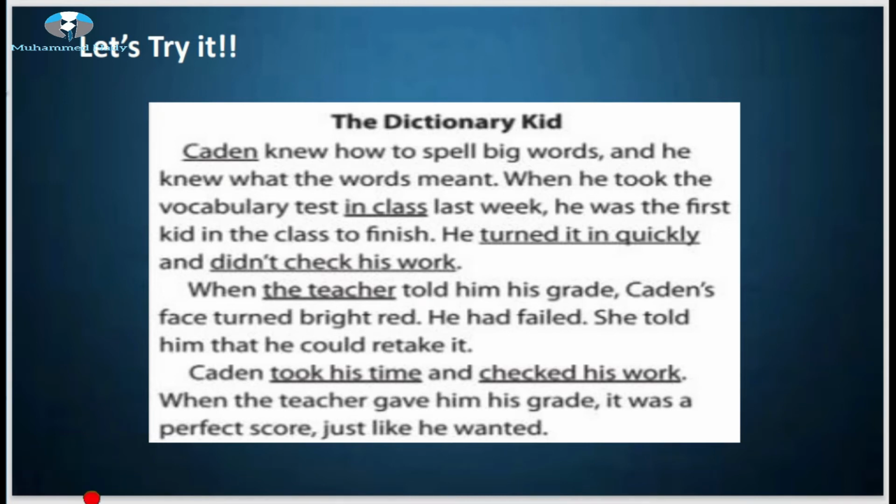Caden knew how to spell big words and knew what the words meant. When he took the vocabulary test in class last week, he was the first kid in the class to finish. He turned it in quickly and didn't check his work. When the teacher told him his grade, Caden's face turned bright red. He had failed. She told him that he could retake it. Caden took his time and checked his work. When the teacher gave him his grade, it was a perfect score, just like he wanted.